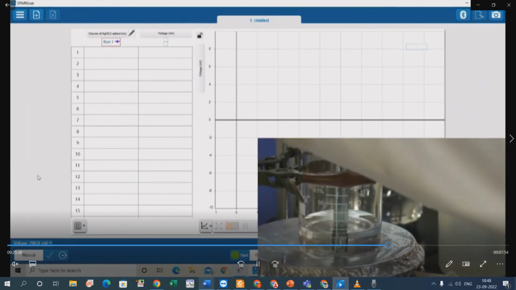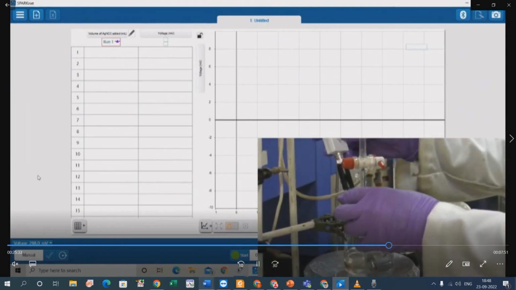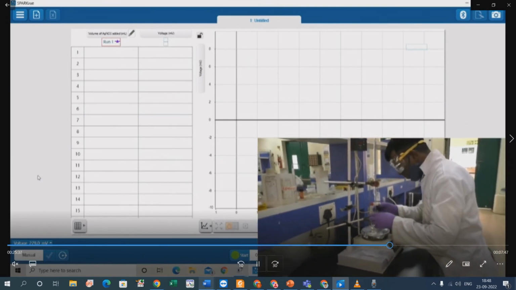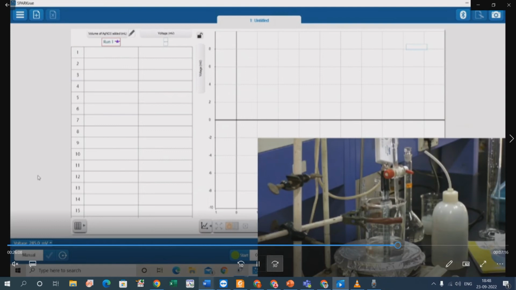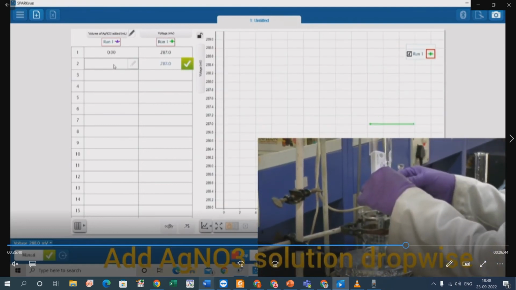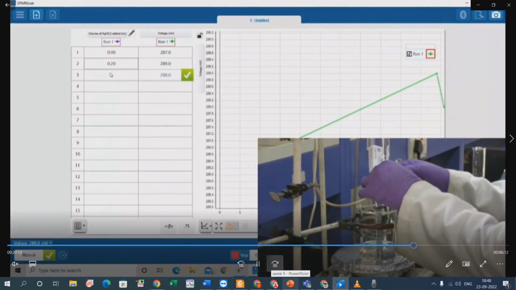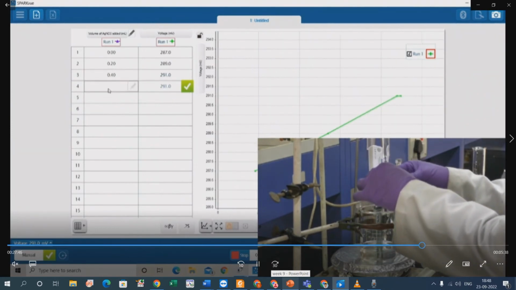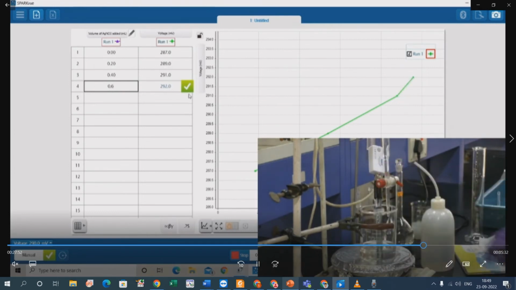Here you can put your electrode, and from the top you can add the silver nitrate solution. And when the graph comes, I will show. Basically here you can see, when the silver nitrate is adding, some whitish precipitation is forming.